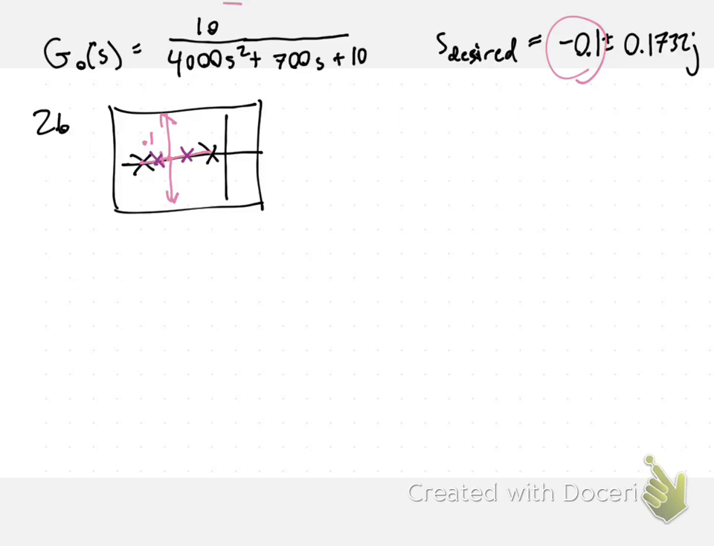So the fastest that our system can respond in terms of settling time will be when it's underdamped, but we see that with a proportional controller it's not going to be enough. If we want to do this manually using the angle criterion, we can do so by saying that we want to check our location. So we have that desired of -0.1 plus or minus 0.17.